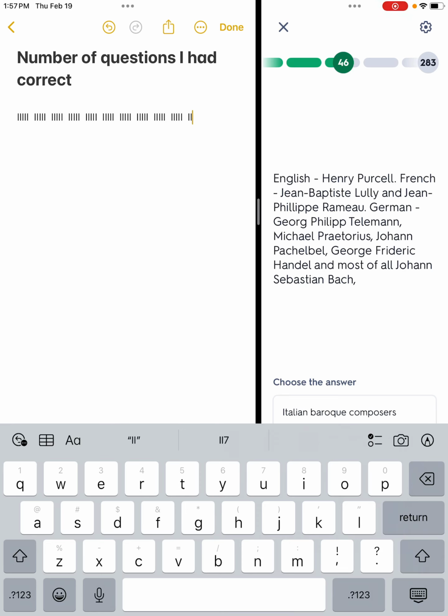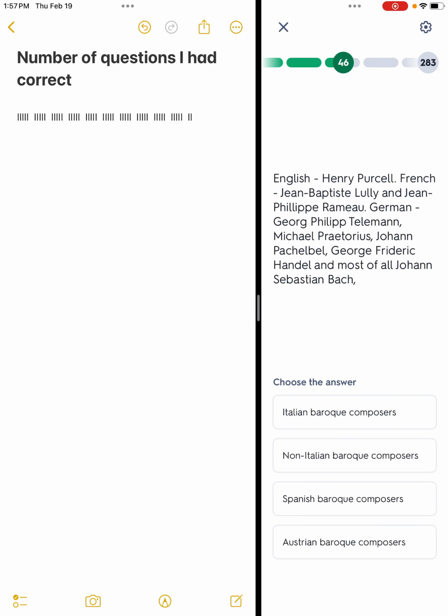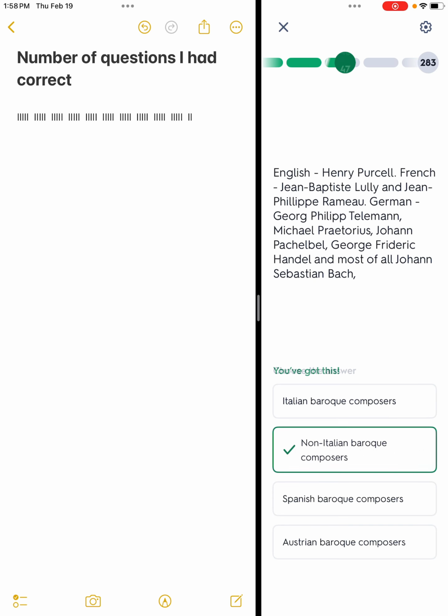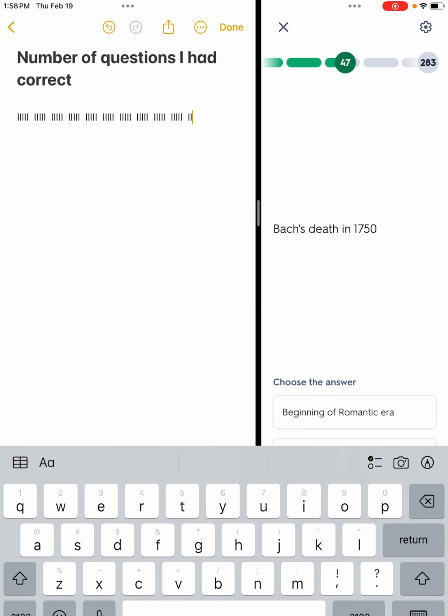English: Henry Purcell. French: Jean-Baptiste Lully and Jean-Philippe Rameau. German: Georg Philipp Telemann, Michael Praetorius, Johann Pachelbel, George Frideric Handel, and most of all Johann Sebastian Bach. Okay, so it's non-Italian Baroque composers? Okay.